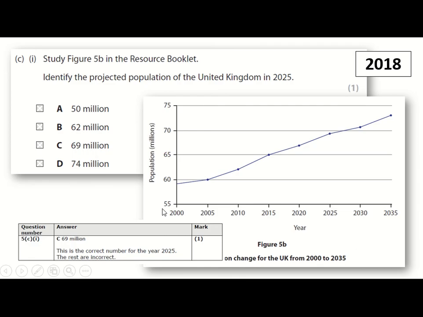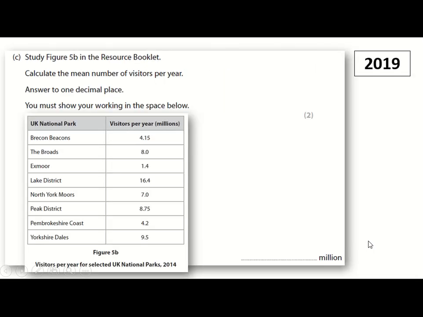Okay, very straightforward. In 2019, so 2019, study figure 5b in the resource booklet, another figure. Calculate the mean number of visitors per year. Answer to 1 decimal place. You must show your working in the space below. So mean number, work out how to do that, answer the question.